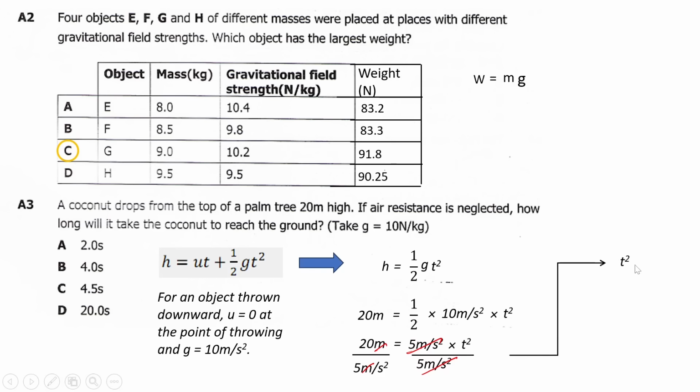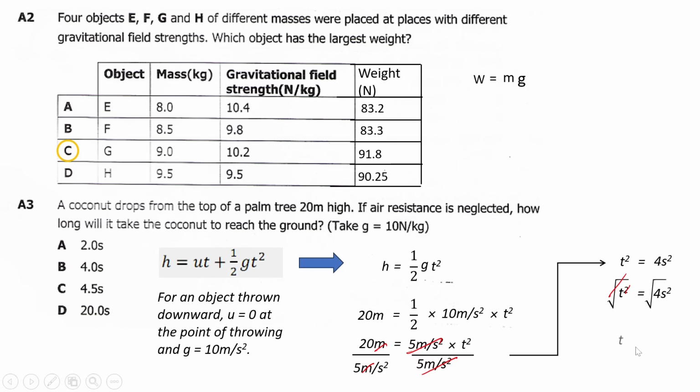It will be t squared is equal to, then you say 5 into 20, you get what? You get 4, then you remain with the seconds square, this one here. Now you rewrite this one. Now since you are looking for t, not t squared, you square root this side and square root this side, so that the square and square root will go.